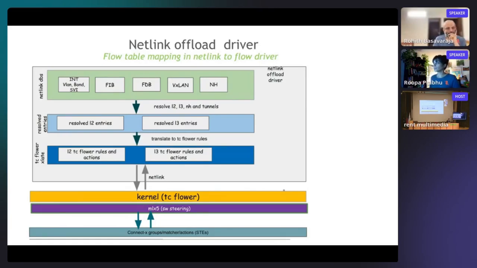Once these resolved L2 and L3 entries are formed, they are translated into corresponding L2 and L3 TC flower rules and actions. Once these TC flower rules and actions are formed, the Netlink offload driver uses the Netlink interface again to program them into the kernel. Once these TC flower rules are available in the kernel, the mlx driver programs the appropriate tables, matches and actions in the ConnectX, so that packet steering can happen appropriately.